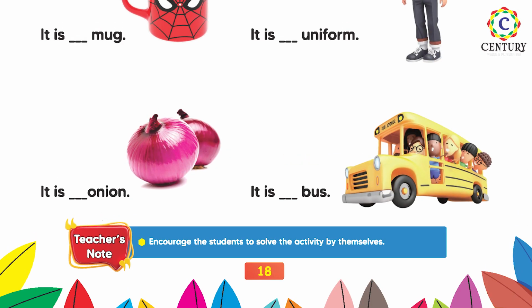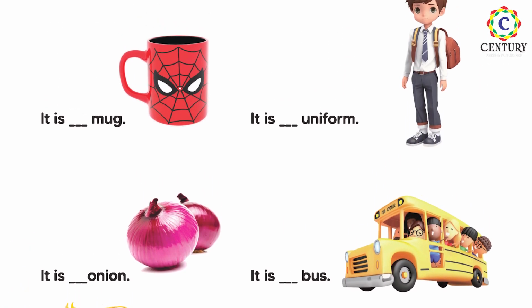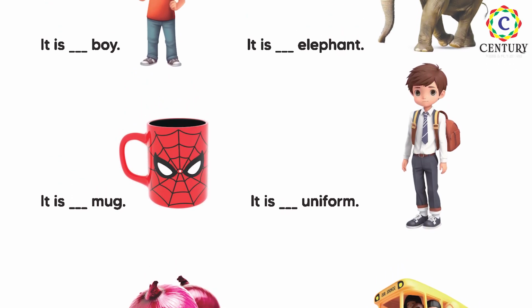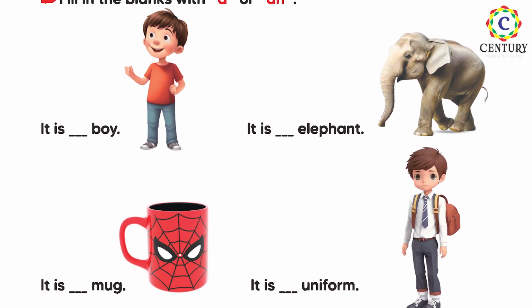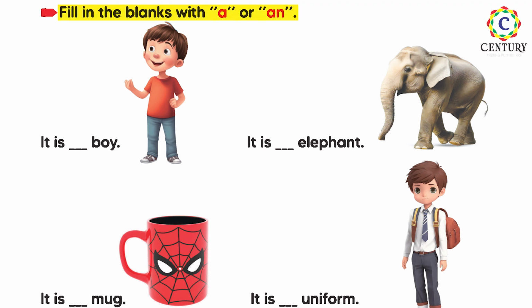Okay students, let's do an activity so that we can revise our concept properly. Here we have to fill in the blanks with a or an. So it is dash boy. So tell me, is B a vowel or not? Yes, B is not a vowel, and when the letter is not a vowel then we use a. Very good. So it is a boy.